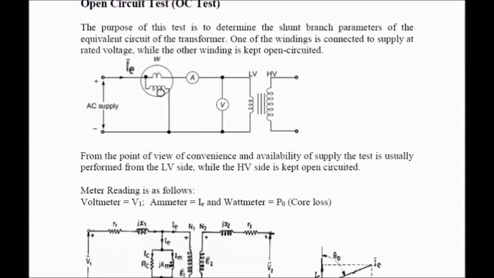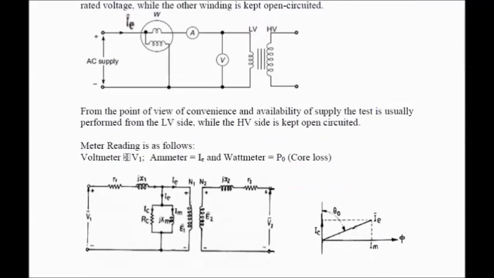And from this low voltage side, this is the arrangement of the open circuit test. Here I give supply to the low voltage winding, then I have connected a wattmeter, ammeter and voltmeter. So we have three measuring instruments, and the readings of these measuring instruments are like this.